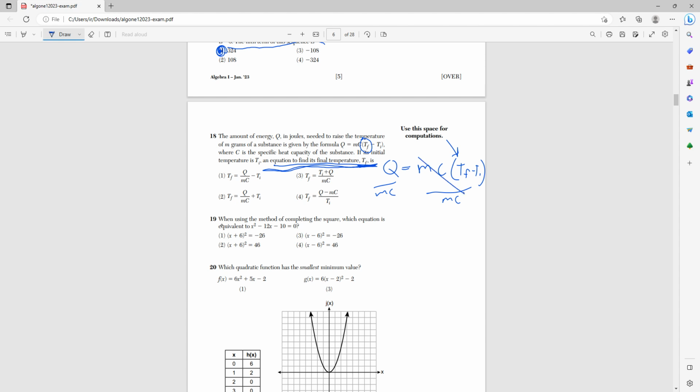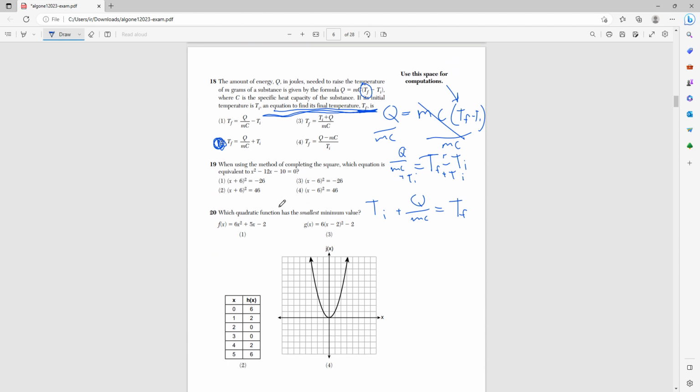These two cancel out, so you know that Q over mc is equal to T_F minus T_I, or T initial. And next, all you have to do is add T_I on both sides. So what you're left with is Q over mc plus T_I, which is equal to T_F. The answer choice that reflects that best is choice number 2.